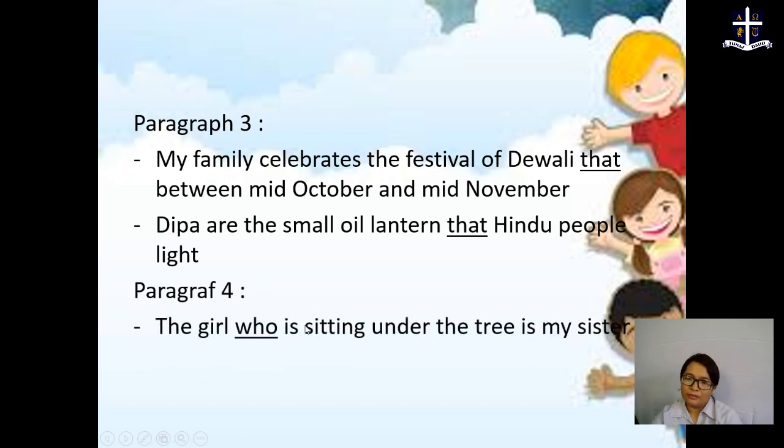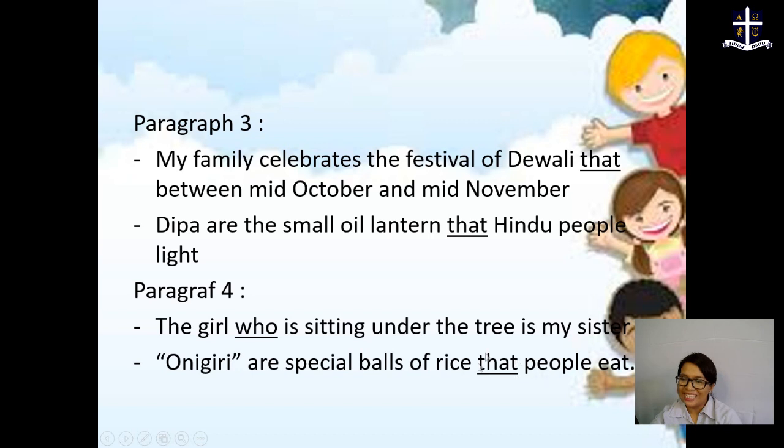Yeah? And then paragraph 4, the girl who is sitting under the tree is my sister. So the girl, look at the girl. This is a person or a thing? So this is a person. So here you use who. And then onigiri are special bowls of rice that people eat. So special bowl of rice, onigiri. So this is a person or a thing? So this is a thing, and then you have to use that. Okay, so far you understand about the use of who and that. I hope you understand about that, yeah.